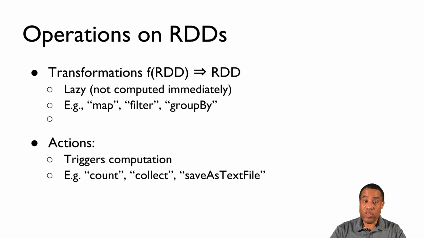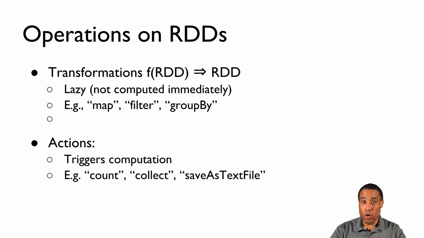Actions are the other type of operations, and actions actually trigger computation. So an action could be something like count. You could have done a map, a filter, a group by, and nothing actually happens. When you do a count, you want to count the number of objects in that RDD.